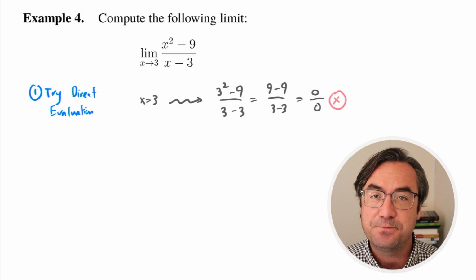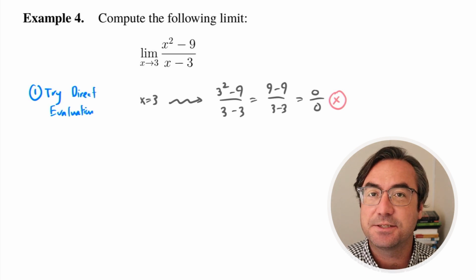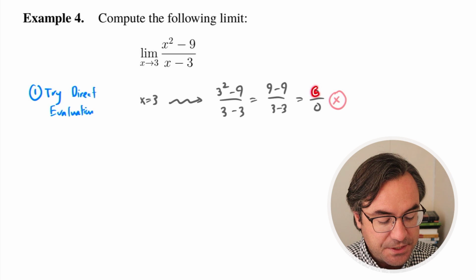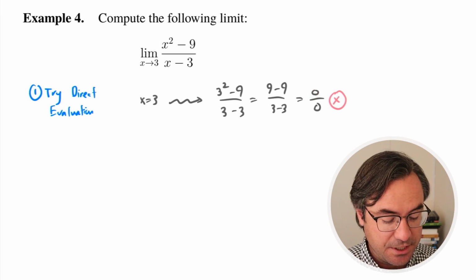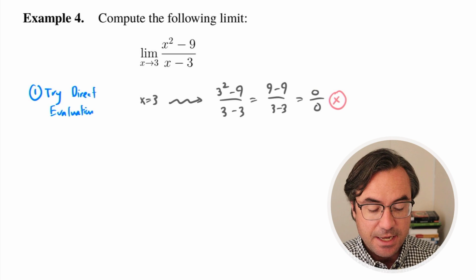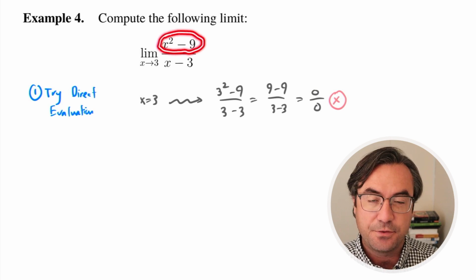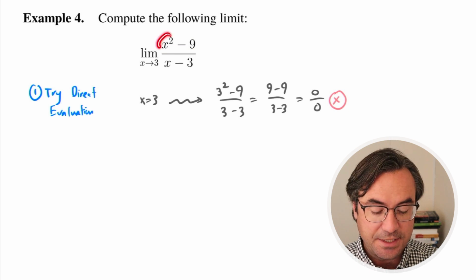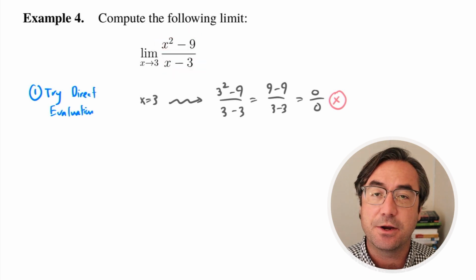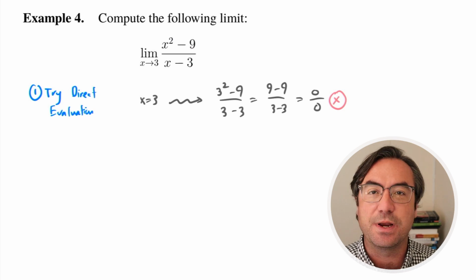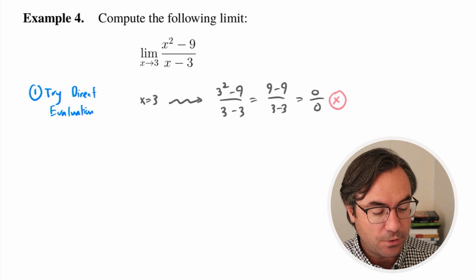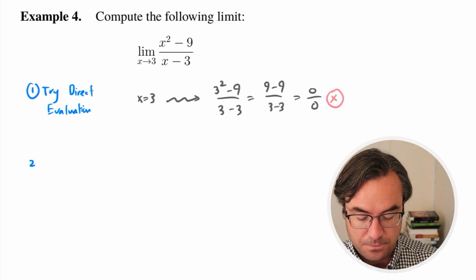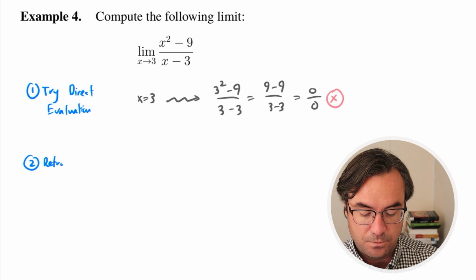And the idea is if we do run into that, what the 0 on the top here is telling us, and what the 0 on the bottom here is telling us, is that there is the same factor on the top and the same factor on the bottom here that we can cancel out and kind of get rid of. So we're going to retry this. But factor first. And then we're going to cancel.